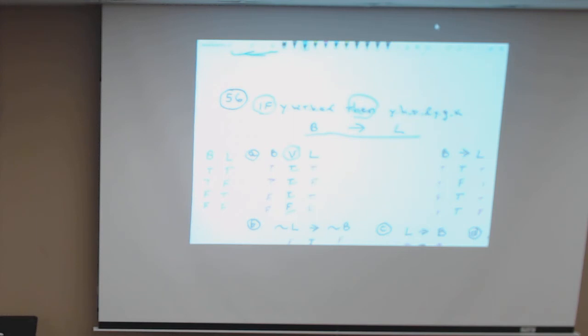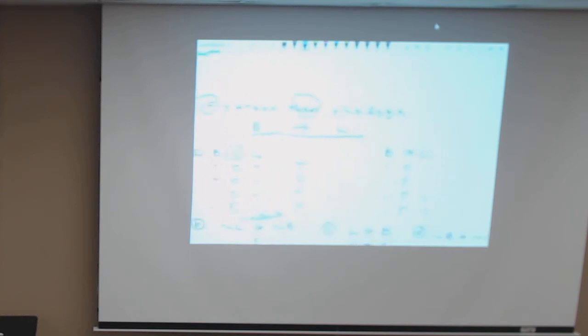Which of the following statements is equivalent? Logically equivalent means it has the same truth value of if-then. What's the truth value here for if-then? True and true would be true. True and false would be false. False and true would be true. And false and false would be true. So does this have the same truth value as this? No. So A is not equivalent.